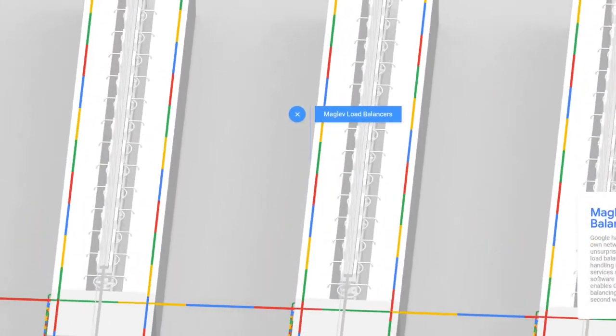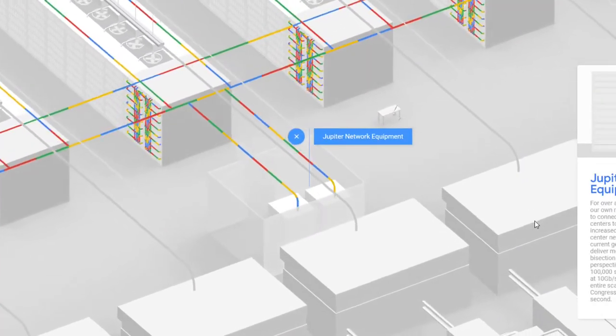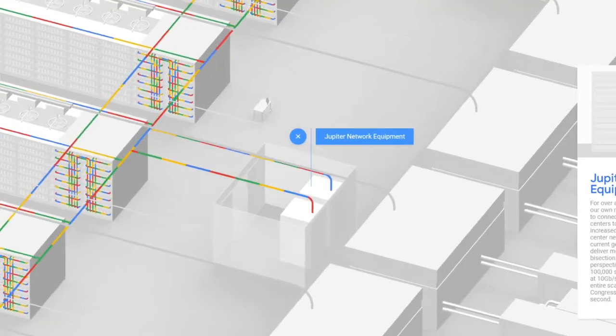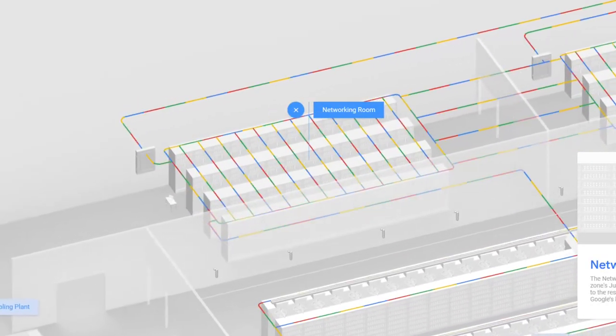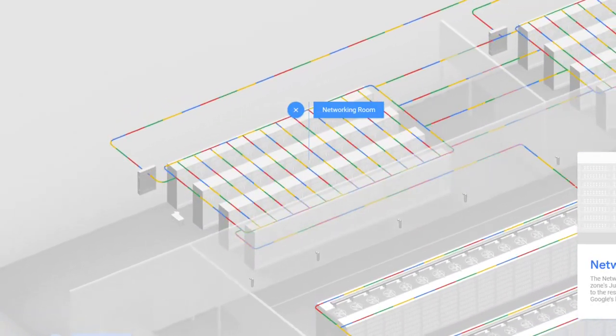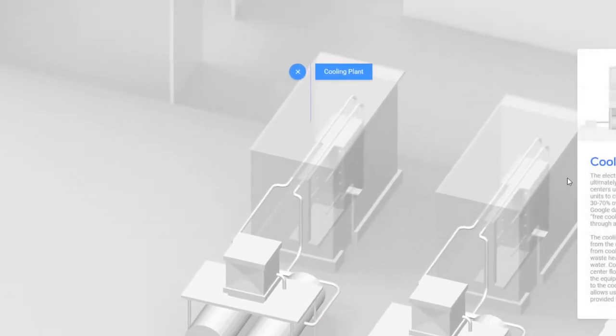Maglev, load balancer, I don't care what a Maglev is. The Jupiter network equipment, okay. I guess that is it, guys. The networking room is where the zone's Jupiter cluster network connects to the rest of Google Cloud through Google's backbone network. Cooling plant, so we have a plant for that. Okay, this looks sick. I guess that is it.